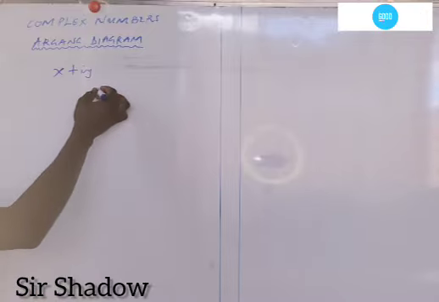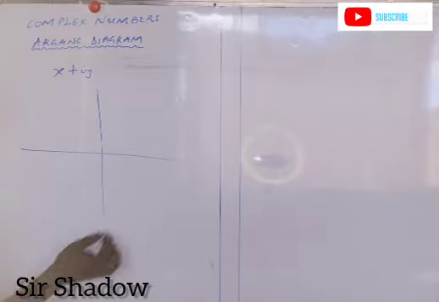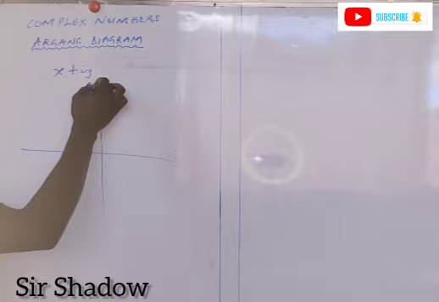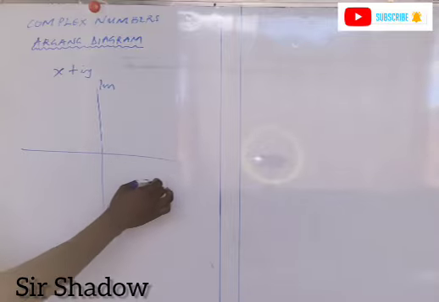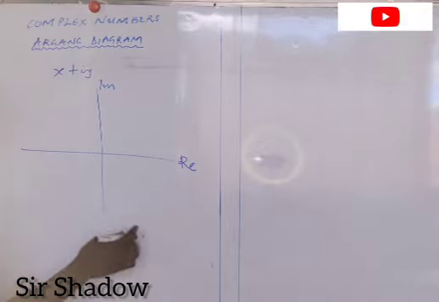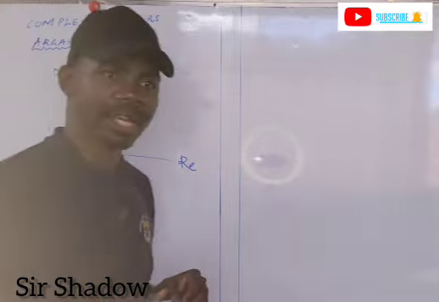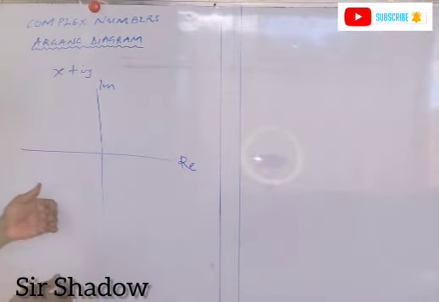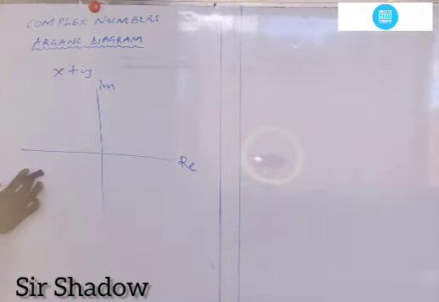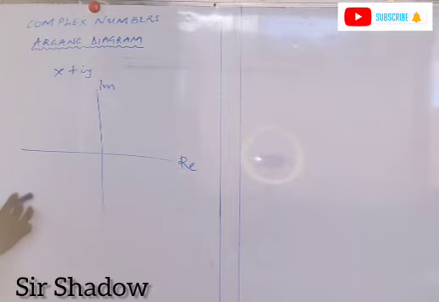The Argand diagram is written in a T like this one, right? This one becomes the imaginary, and this one becomes the real. The real part lies on the x-axis, and the imaginary part on the y-axis, right?